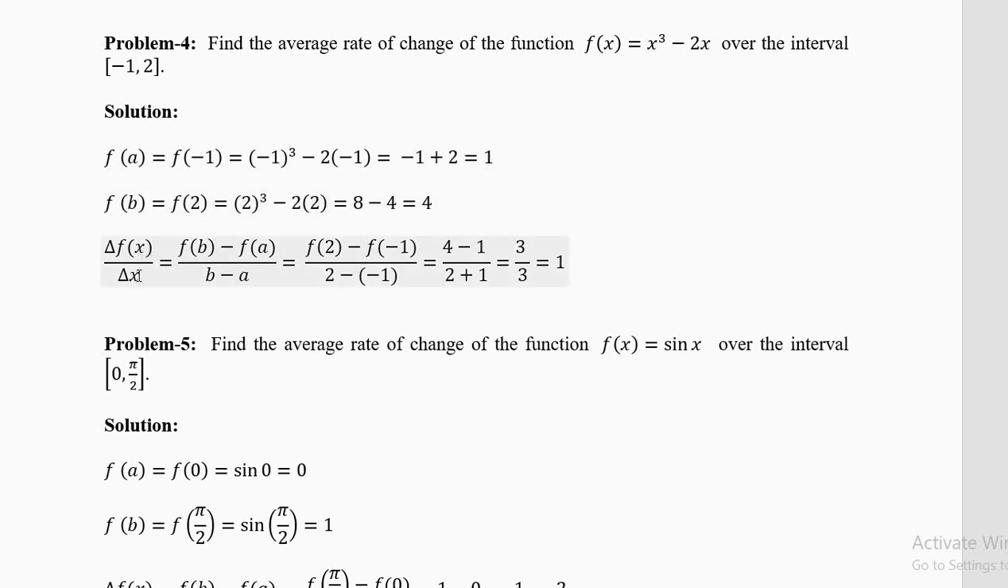So delta f over delta x is f of b minus f of a divided by b minus a. You have to remember this formula. This is 1 mark in the written exam. So f of, just for the formula, f of 2 minus f of minus 1. This minus is in the formula. This minus is in the formula. Now calculate. 4 minus 1. Minus into minus is plus, so it will become 2 plus 1. 4 minus 1 is 3. 2 plus 1 is 3. 3 divided by 3 is equal to 1. That's all.